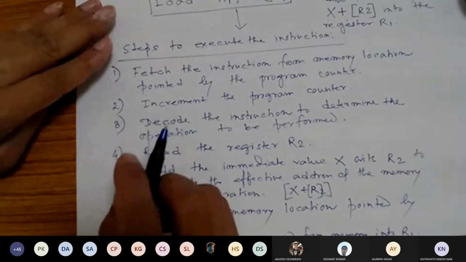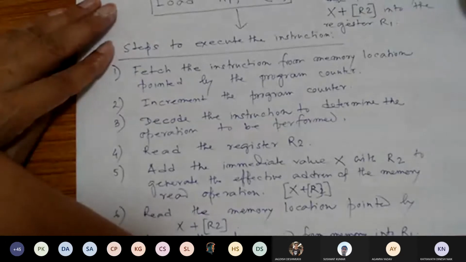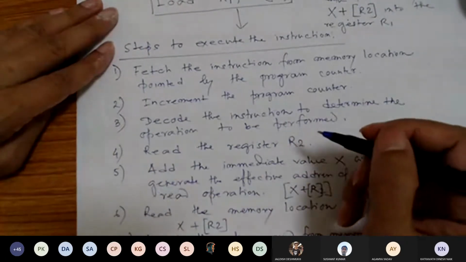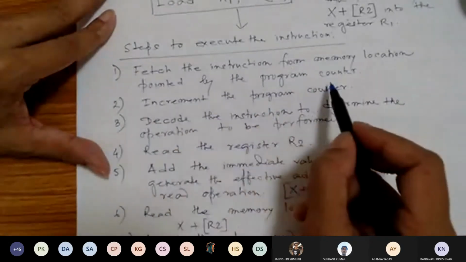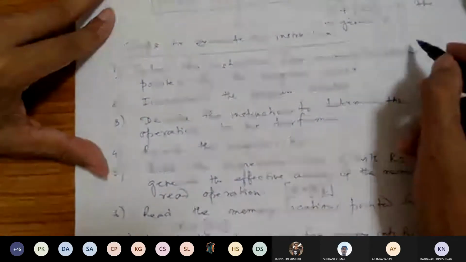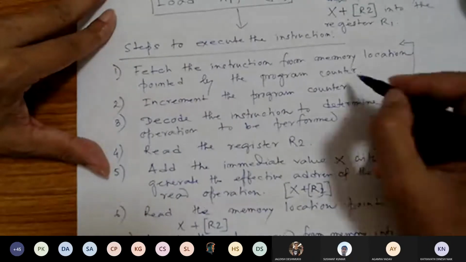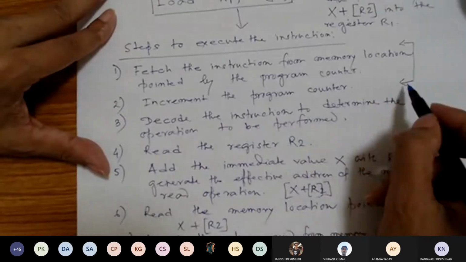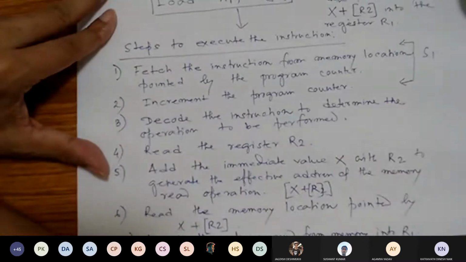Now, some of these steps can actually be combined to make them as stage. If you carefully look into it, fetch the instruction from memory location pointed by the program counter and incrementing the program counter can be clubbed together. They can be done at the same time. Once the address is given to the memory for reading, you can immediately give the same address to a fixed hardware to increment the program counter. So that's why these two can be combined to make S1, stage 1.